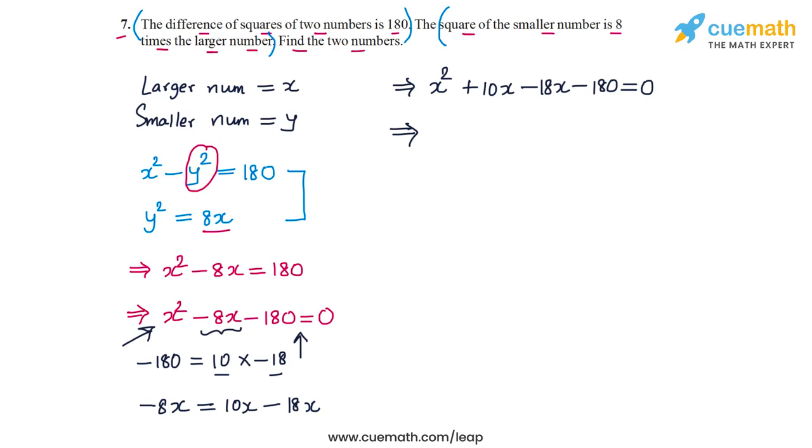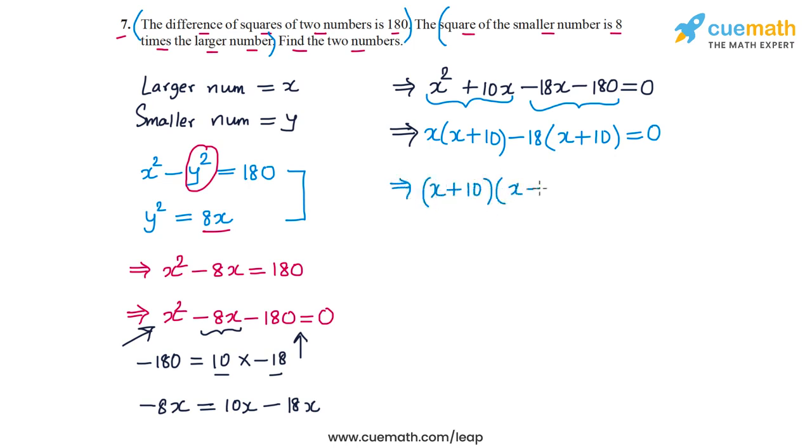From the first pair of terms, x square plus 10x, I can take out x common. So I get x times x plus 10. And from the second pair of terms, I can take out minus 18 common, and that again gives me x plus 10. Now I can take out x plus 10 common. So x plus 10 times x minus 18 is equal to 0. This means that x is either equal to minus 10 or x is equal to 18. So the two roots of this quadratic equation are minus 10 and 18.